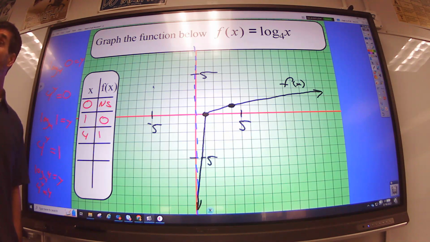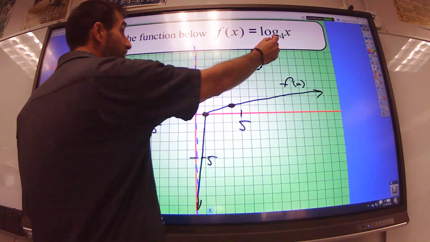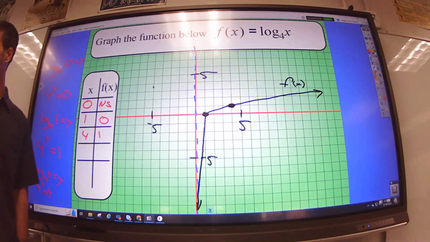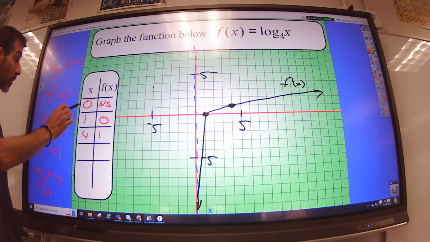Or you can change it to 7, log base 7. Practice it. Relatively the same, except this number is the only one that's going to change. These will be the same.